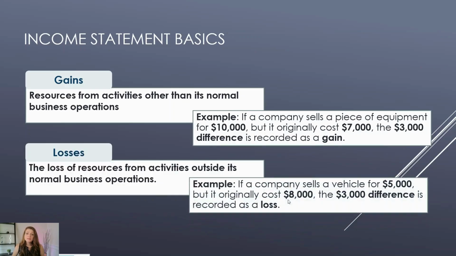And then losses, obviously the other side of that. So again, this is not going to be normal business operations. This is going to be something outside of that. So if the company sold a vehicle for $5,000, they paid $8,000 for it, that $3,000 difference is a loss here. And depreciation would be taken into account, but maybe in this case, no time has passed and they just sold it immediately and didn't actually experience any depreciation.